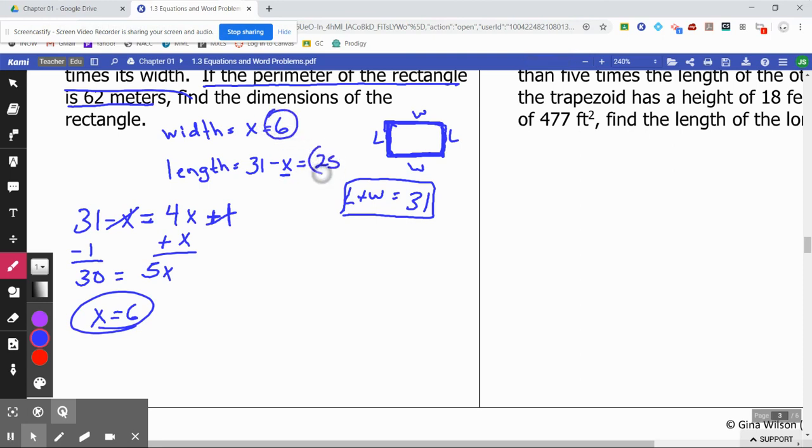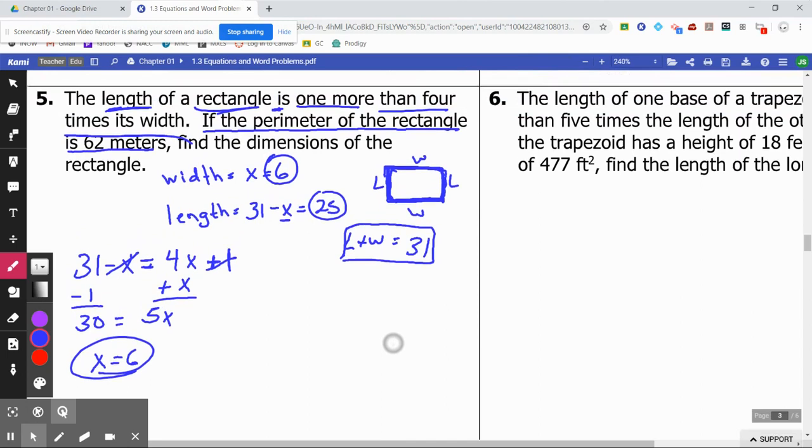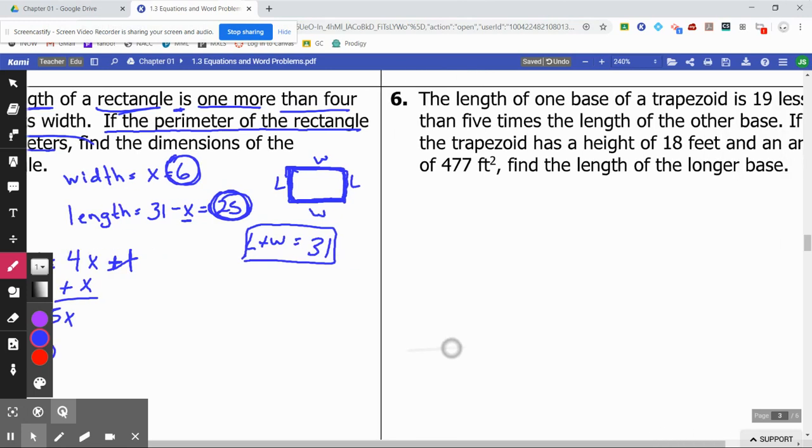And you can check that. 6 and 25 would be the two. If you find the perimeter, 6, 25, 6, 25, that would give you 62. This one is one more than 4 times this one, so everything does check out.